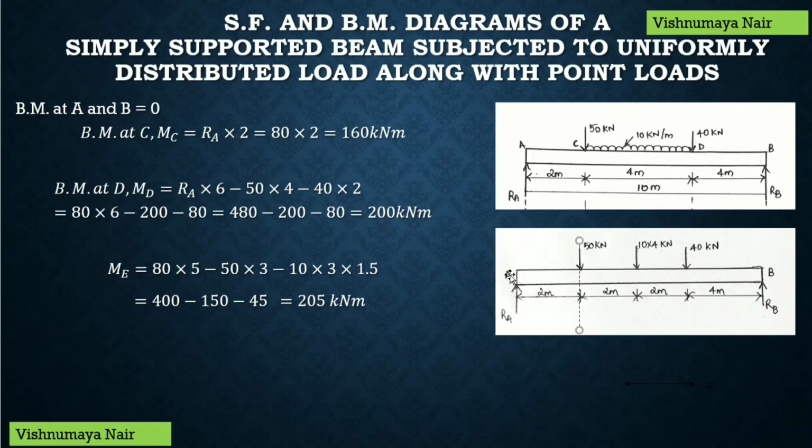Now this is the left portion of the section. Here we have a reaction force RA, which is equal to 80 kilonewton, acting in the upward direction and producing a clockwise direction with respect to this section.